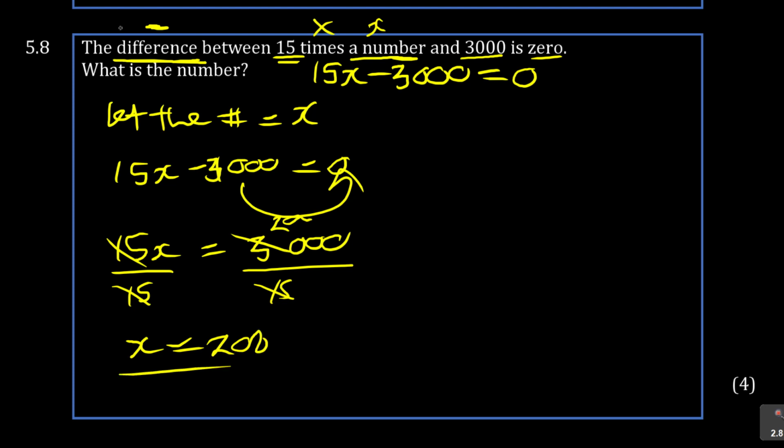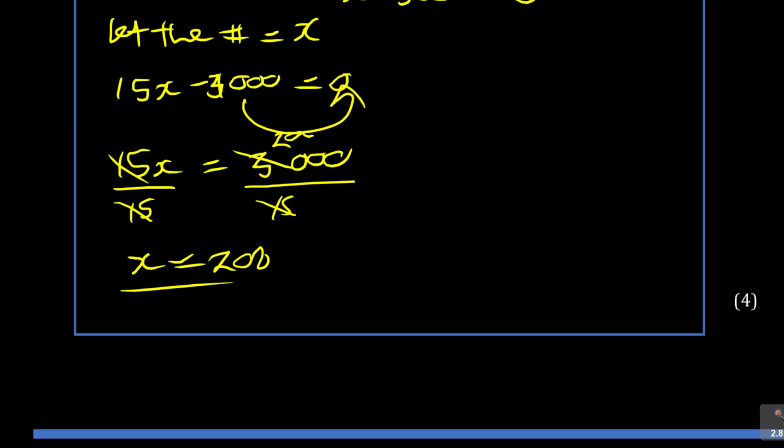So the difference between 15 times a number, the number there is 200: 15 times 200 and 3000 is 0. As I say, you can bring more. I'm not discouraging you. If you want to know them better, bring them more. We can always find some solution towards that.